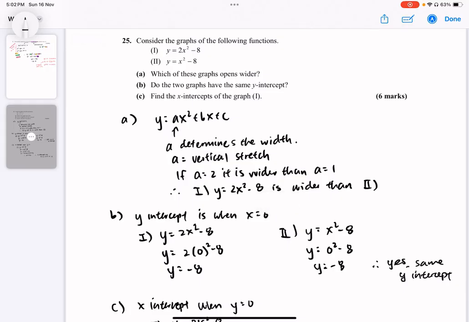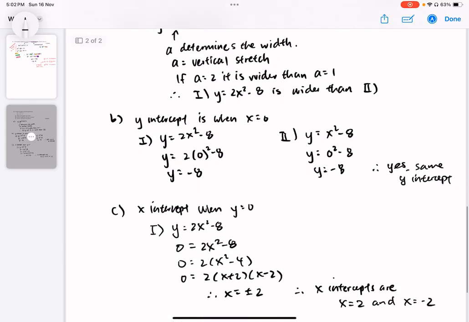So this will be part A, B. This will be part C.